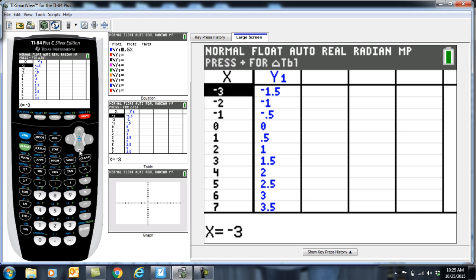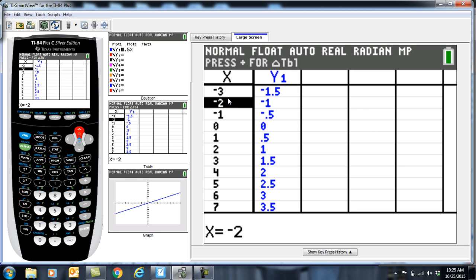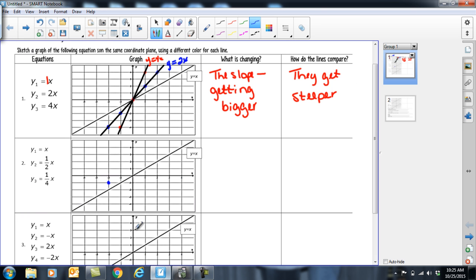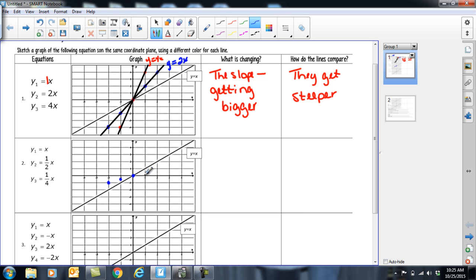Well, we can start with our -2 here. So I see my first point is -2, -1. So I'm going to plot that point on my graph. So -2, -1. Then I have -1 and -1/2. You have to estimate that a little. 0, 0 is going to stay the same. And then I have 1 and 0.5. And then I have 2 and 1.